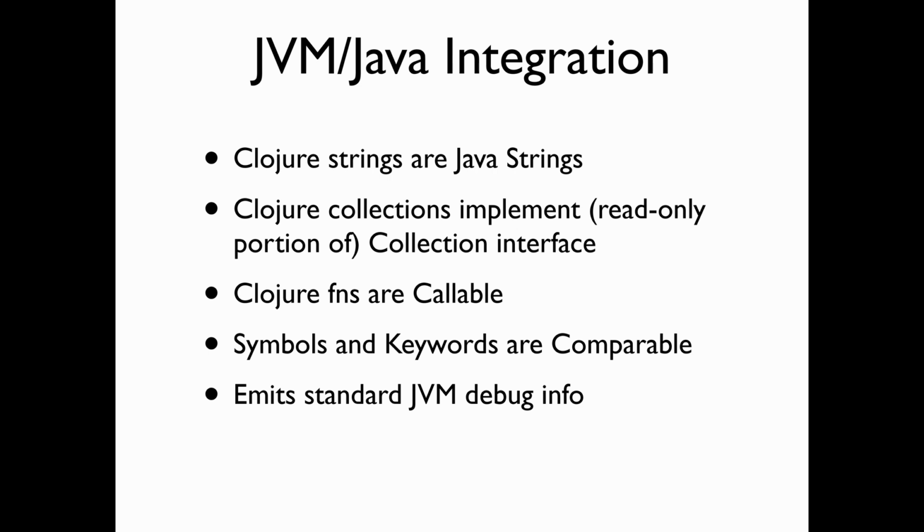Well, there's a lot of integration in the types of Clojure things. Clojure strings are Java strings. They're not a different thing. They're immutable, so I don't have any issues like you would have with Common Lisp strings, because those are mutable. Pass them, get them back, they're the same thing. Clojure collections implement the mandatory portion, which happens to be the read-only portion, of the Java util collection interface.